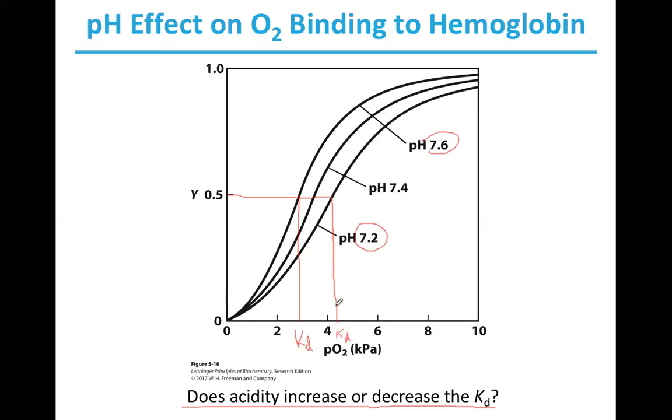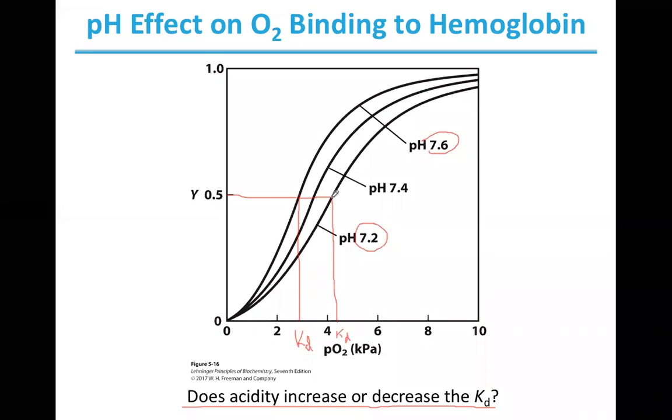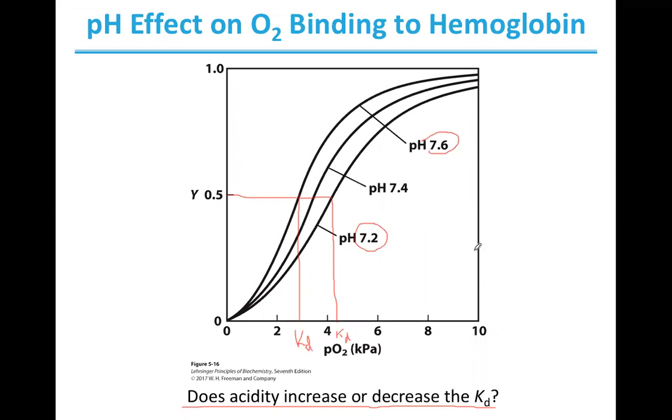Which means that if the high acidity increases the Kd, then is more oxygen or less oxygen released from the hemoglobin? If the Kd is high, will this result in more oxygen being released or less oxygen being released? More is released. So the higher the Kd, the lower the affinity, and more oxygen will come off the hemoglobin. And so this situation should be happening in a tissue. And that's exactly what it is. So the tissue has higher acidity than the lungs, and this will contribute to the oxygen release from hemoglobin.